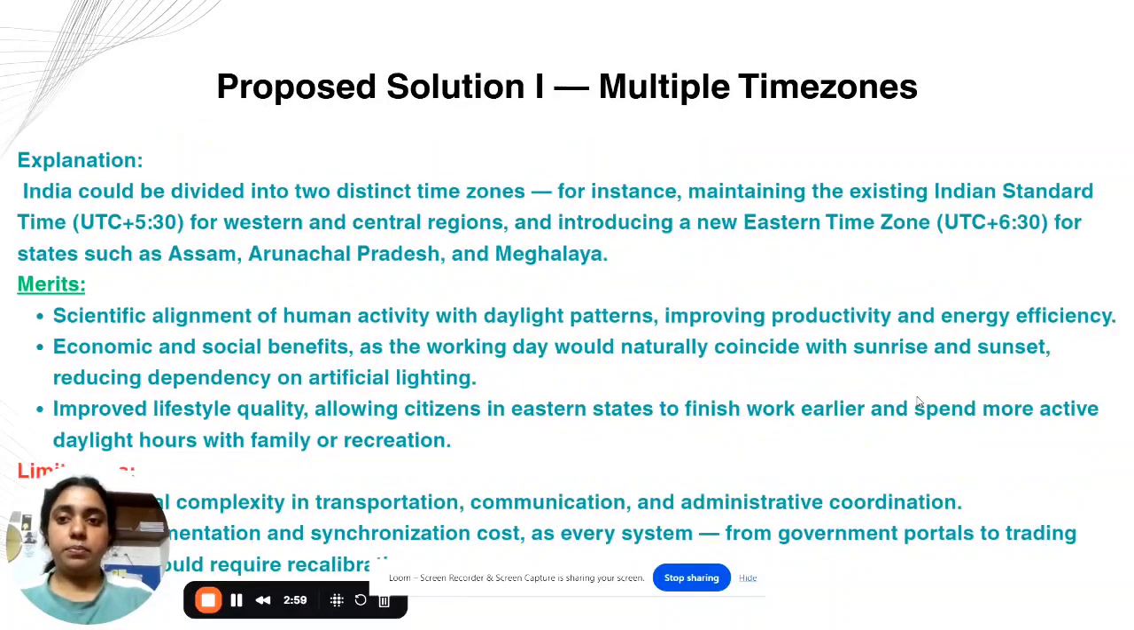So, what can be the possible solutions? First is the obvious one, multiple time zones. The first solution is to officially adopt two time zones, one for eastern states and another for the rest of India. It's scientifically logical but logistically complex. Managing trains, flights, and national coordination could become confusing.